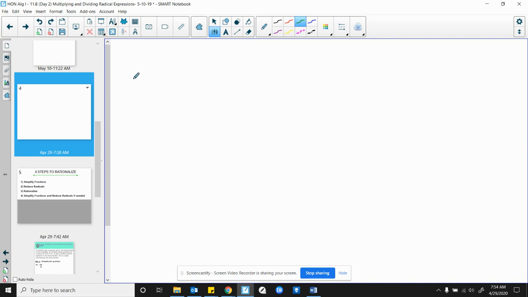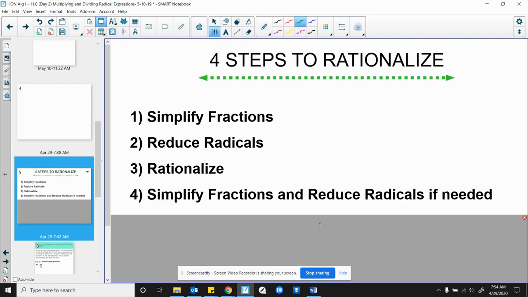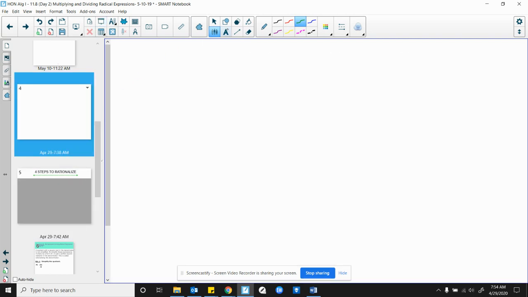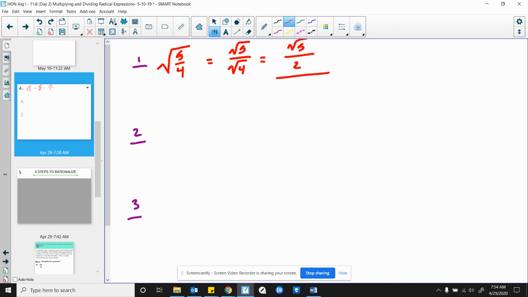All right. So with dividing, we had 3 rules that basically said, this is not simplified if... The first one that said it's not simplified is if there's a fraction underneath a radical. So in this case here, I have radical 5 over 4. That's not simplified because there's a fraction underneath. And I can solve this to radical 5 over radical 4, and then that simplifies down to radical 5 over 2. And I get an answer there. That is my first one.